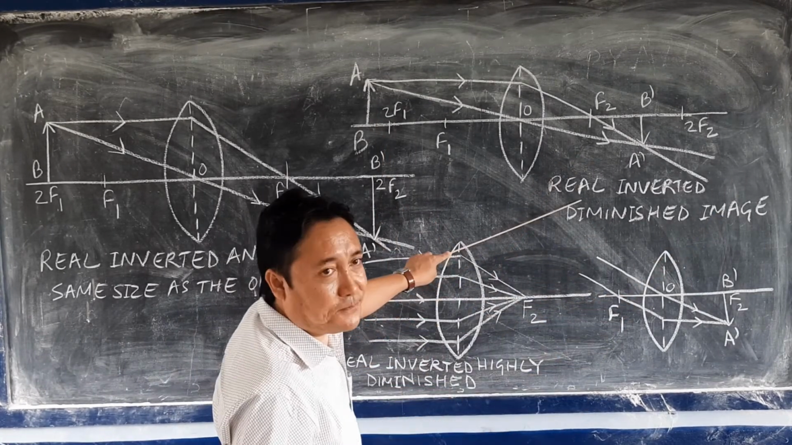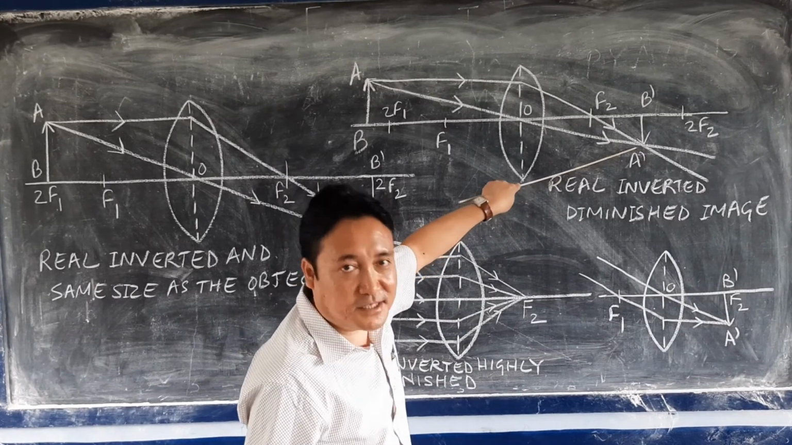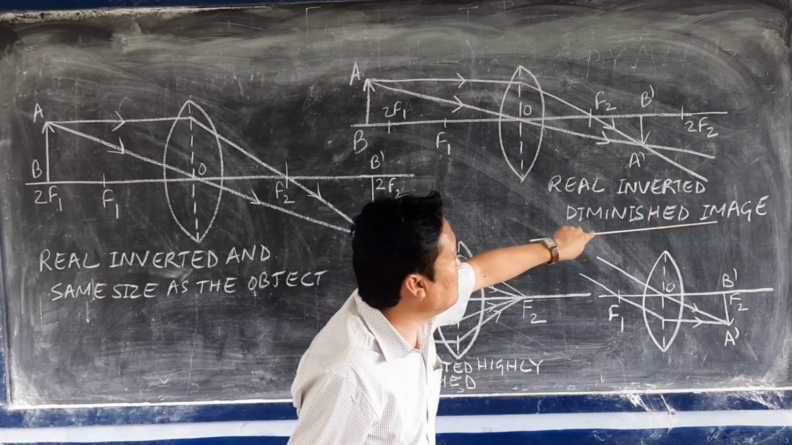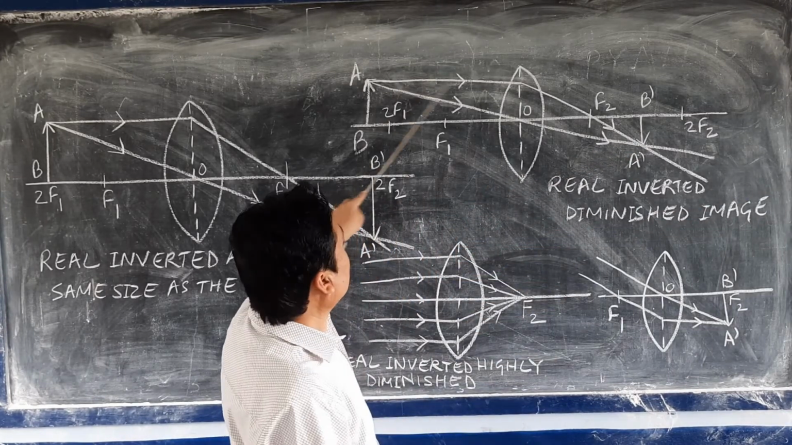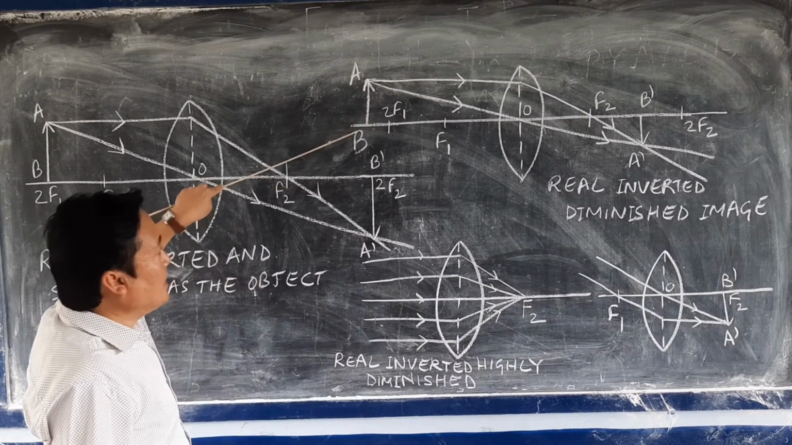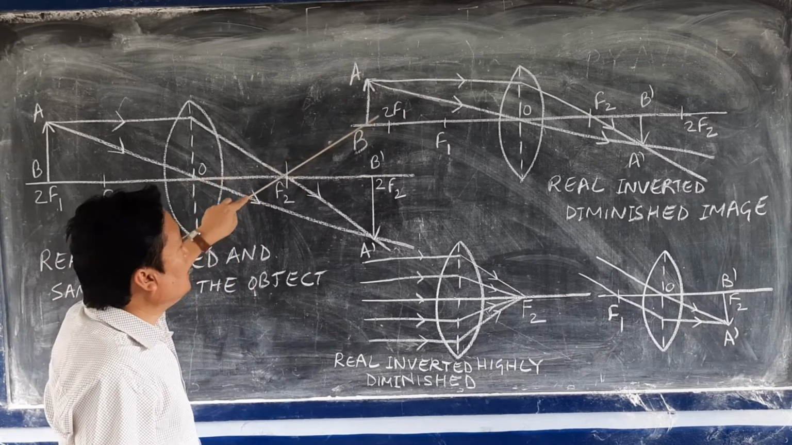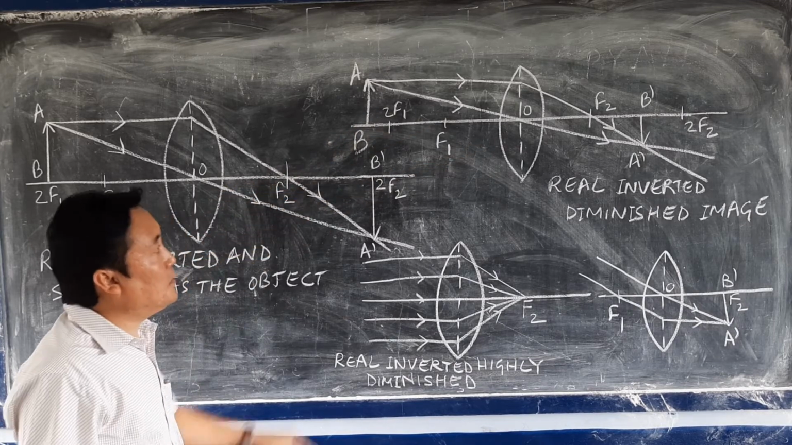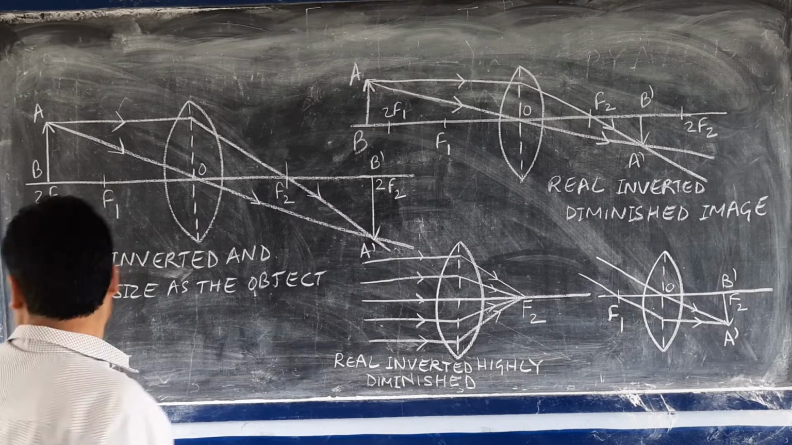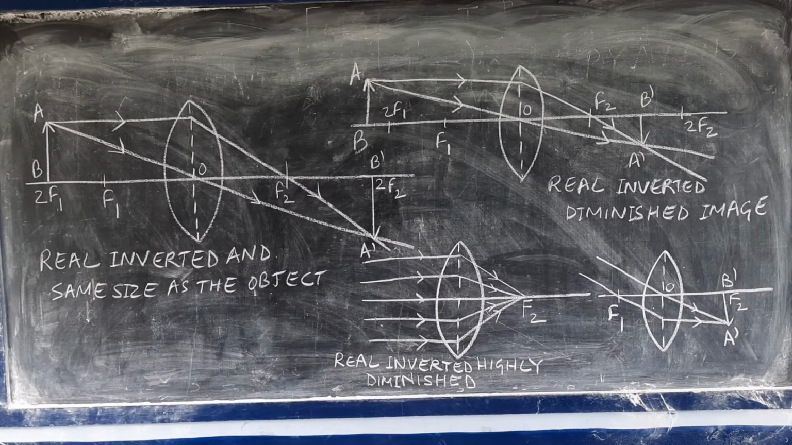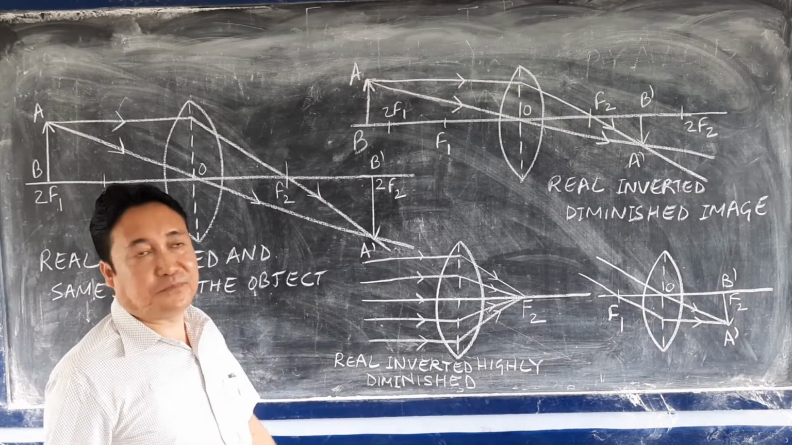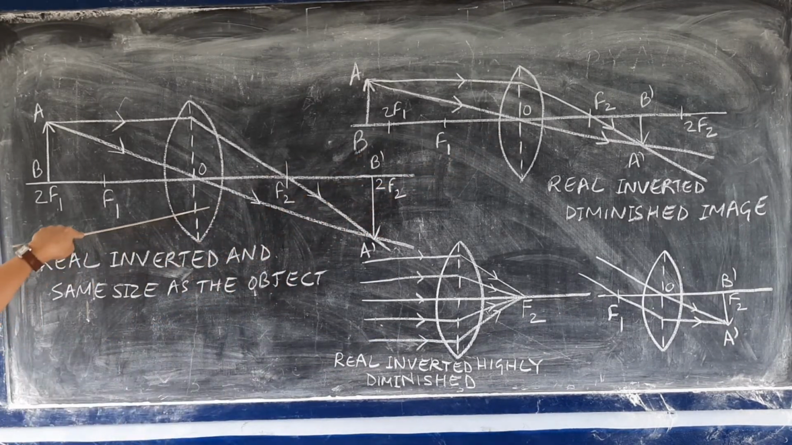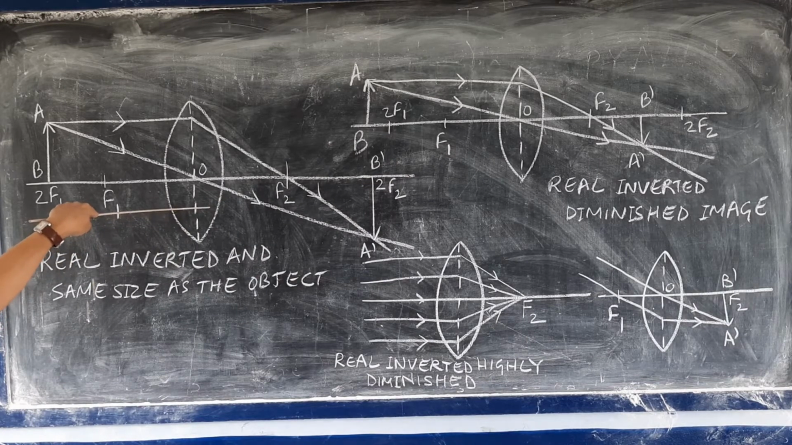The image is real since the refracted rays are intersecting, they are meeting at a point. Inverted and diminished images are formed. Now this is the image formed when the object is placed beyond twice the first focal point. This type of image formation is used in a photographic camera, whereas the earlier type of image formation is used in a terrestrial telescope.